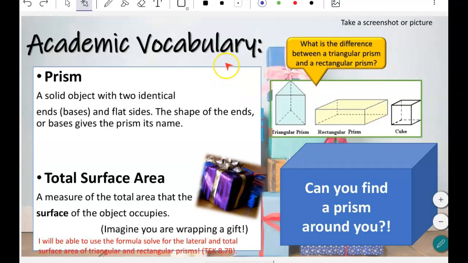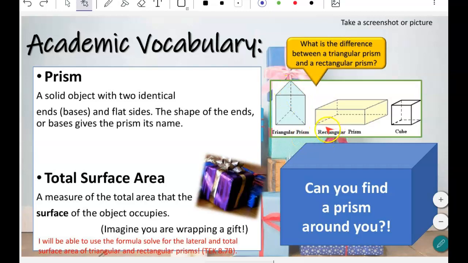So a little bit of academic vocabulary, jot it down or take a screenshot or picture. Make sure you know this information. Prism is a solid object with two identical ends, which are called the bases, and flat sides. The shape of the ends or bases gives the prism its name. All right, so for example, this is a triangular prism. The two identical bases here are the triangles. So that's why it's called a triangular prism.